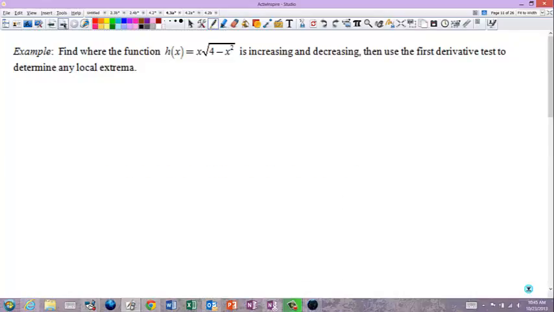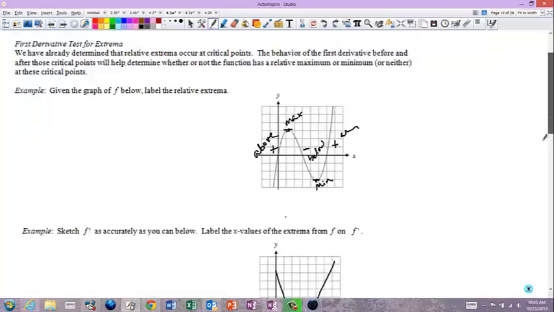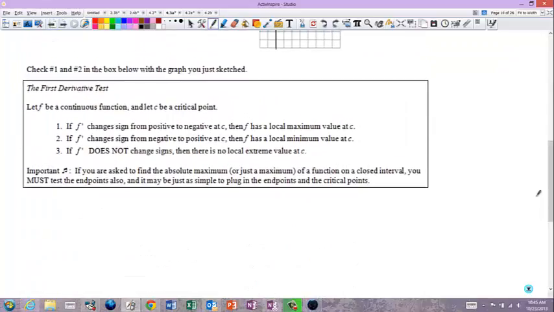And then we have this: check number 1 and 2 in the box below with the graph you just checked. If f prime changes from positive to negative at c, then f has a local maximum value at c. We should already know that. If it changes from negative to positive, then it's a min. And if it does not change signs, there is no local extrema. Remember that if it's a closed interval, you must test the endpoints.